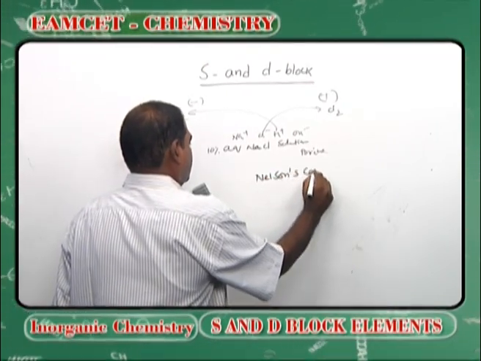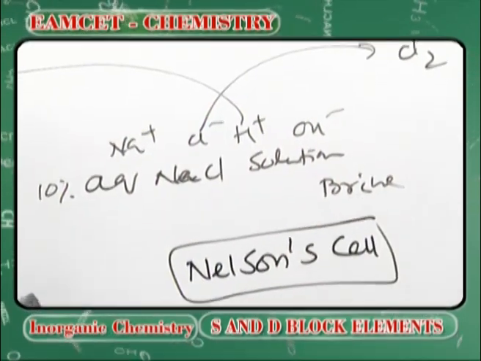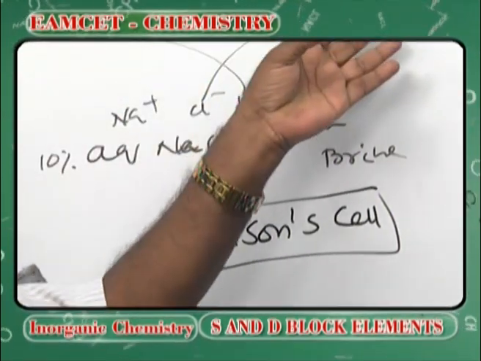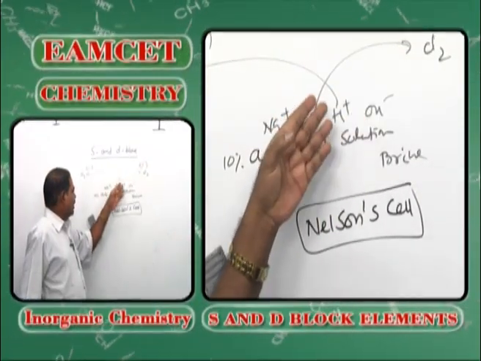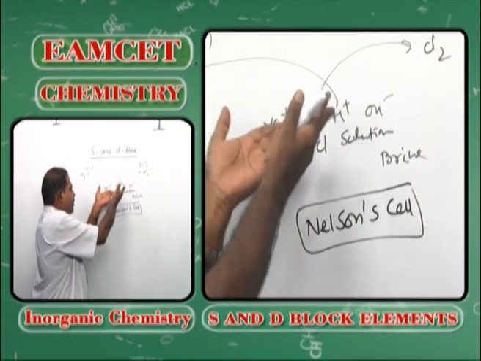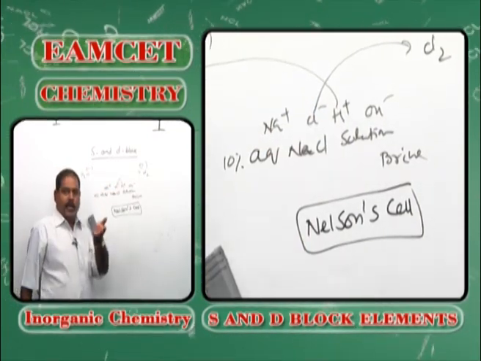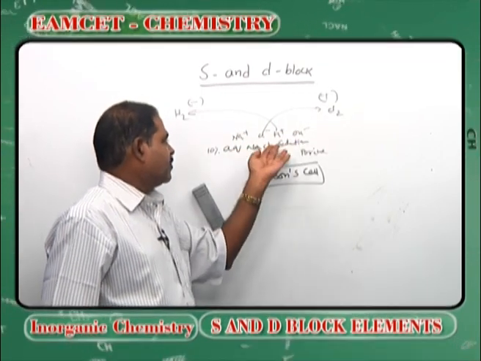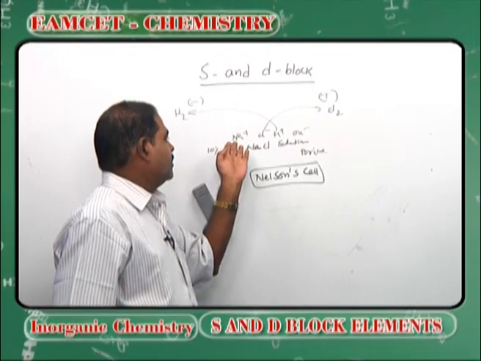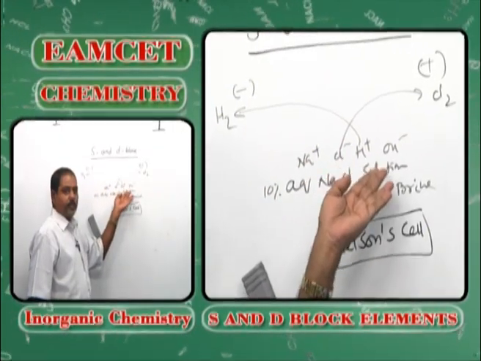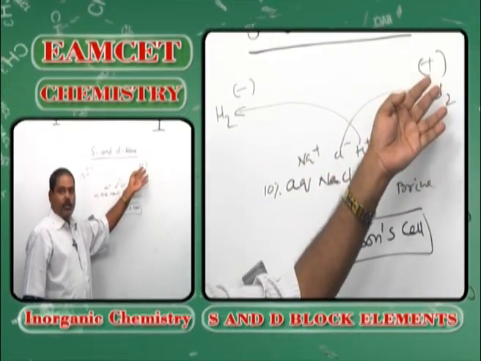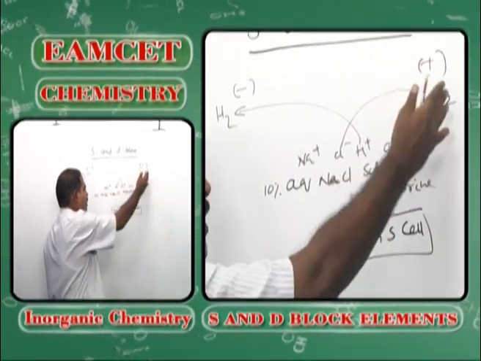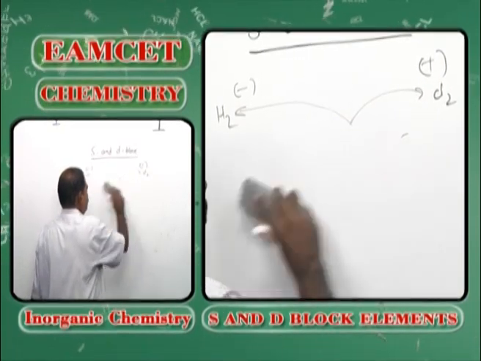Nelson's cell, listen. What are the products? You get hydrogen at cathode, chlorine at anode. Both chlorine and hydrogen are gone. Sodium hydroxide is remaining. Therefore, manufacture of NaOH means Nelson's cell. The remaining solution is NaOH. Chlorine can also be obtained. So, when you study manufacture of chlorine by Nelson's cell, you get chlorine here, NaOH here. That is about their extraction.